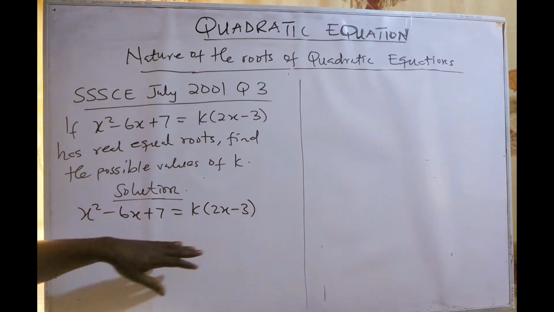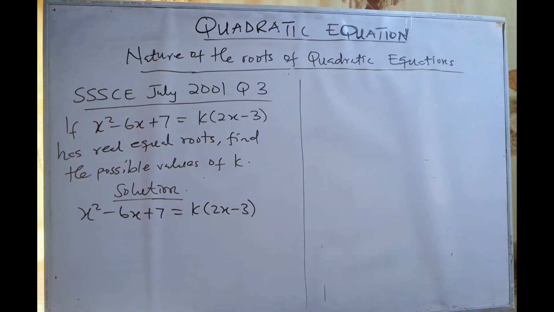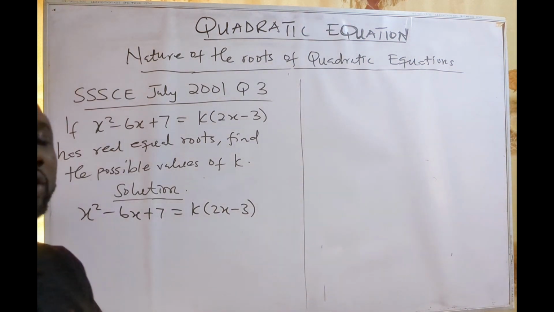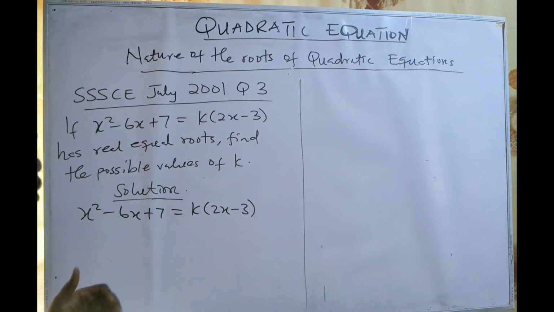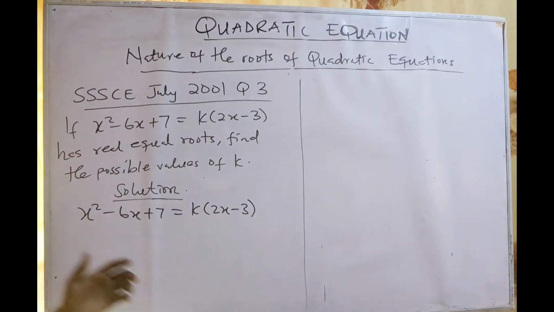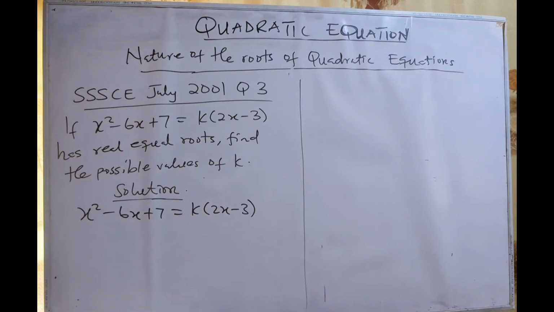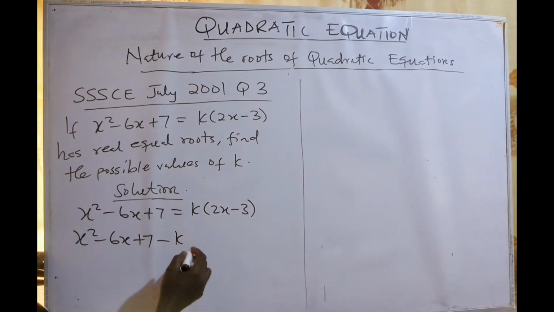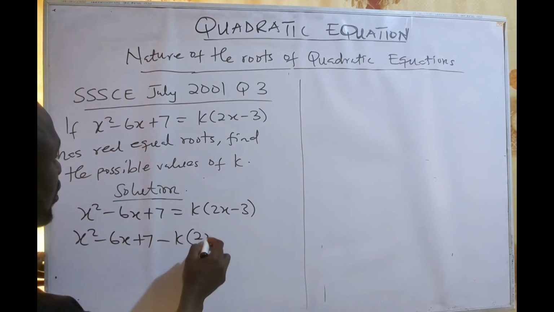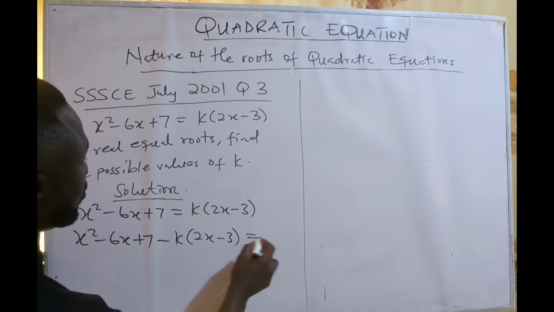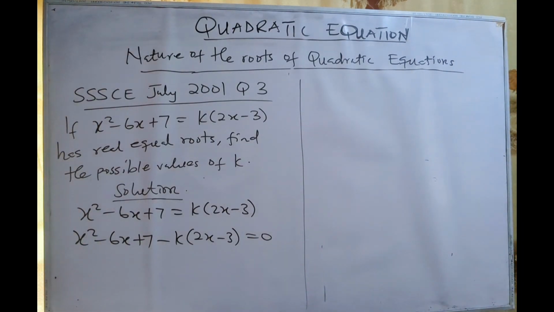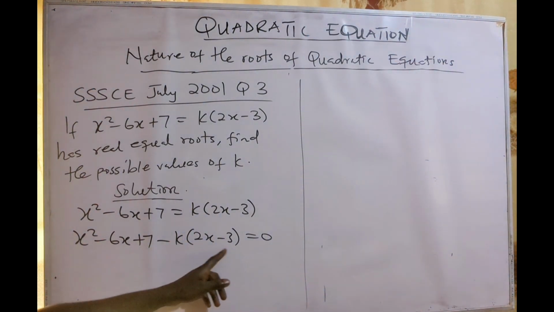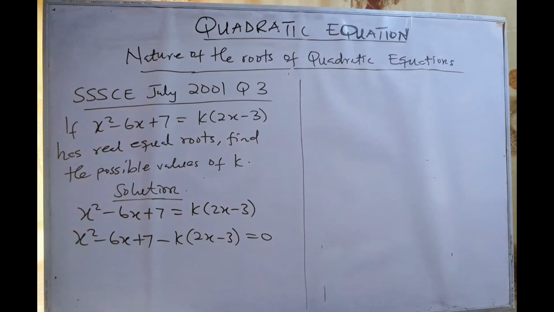So what we are going to do is bring everything to the same side and equate it to 0, so that we can look at the coefficient of the x, the coefficient of the x squared and the constant, and from there we can solve our question. So let's bring it to one side. We have x squared minus 6x plus 7 minus k, 2x minus 3, to be equal to 0.